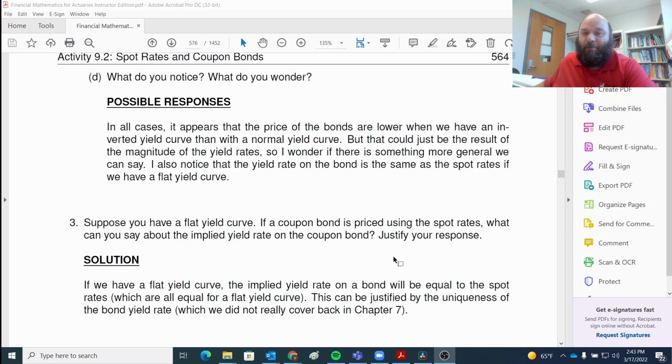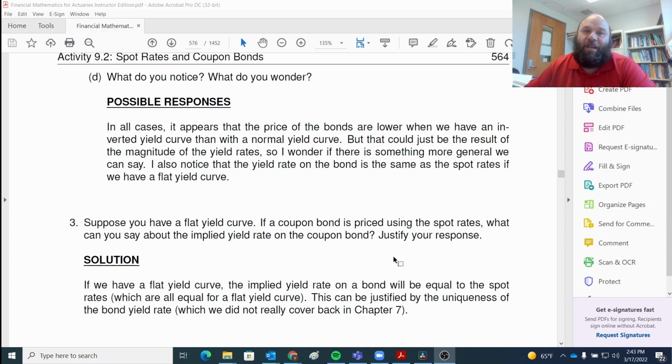Finally, the last thing we'll talk about in this video is what can you conclude if you have a flat yield curve? Well, the implied yield rate on the bond is actually equal to the yield curve, the spot rates, because you have a flat yield curve. That means your spot rates are all a constant interest rate.